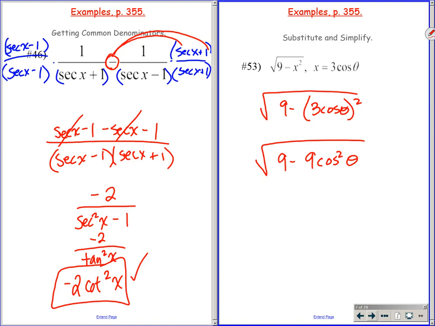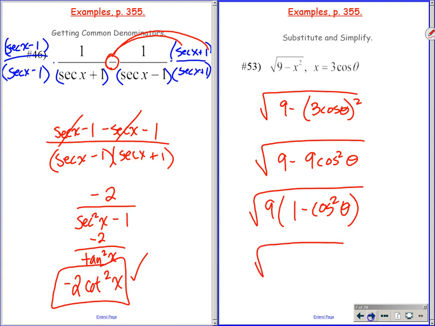We're done! Why not pull out a 9? We're done! Why not make it sine squared? We're done! Now it's legal, without killing puppies, to say, oh, hey look. You can ponder why that was a value.